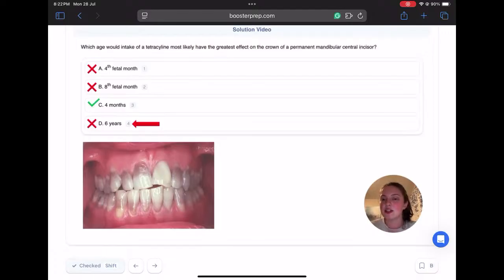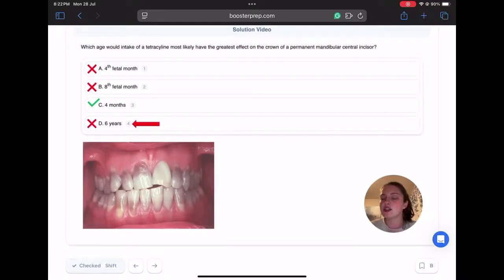And then finally, 6 years. Because tetracycline can only be incorporated into a structure that is calcifying, a 6-year-old who is taking tetracycline would not experience any discoloration of their permanent mandibular central incisor because the tooth has finished calcifying by this point. This tooth is likely actually erupting at this point, like we said, as the typical eruption age is 6 or 7 years.